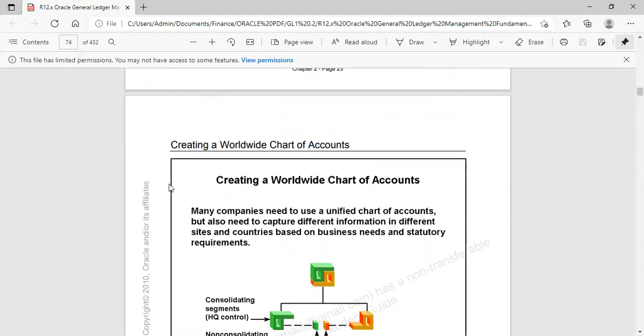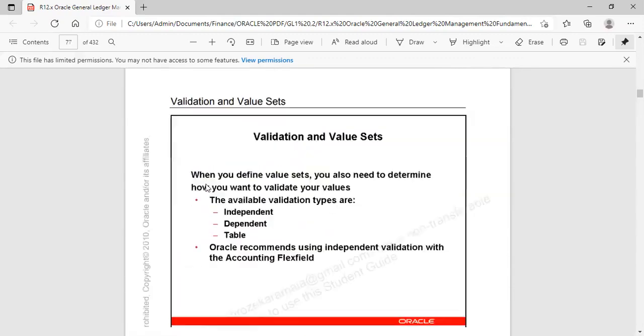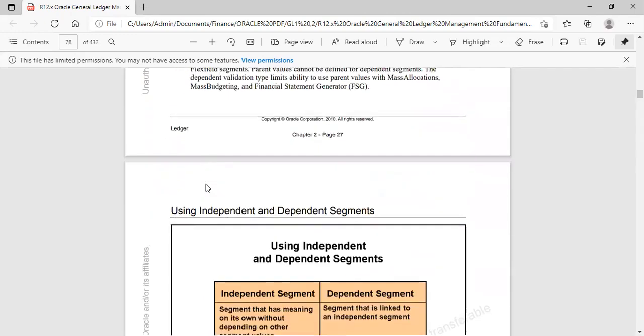Kiran, you got access for R12? No, sir. Online access be there.